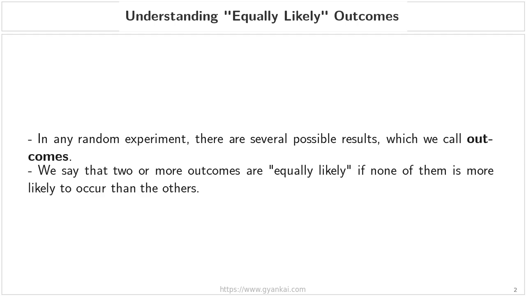So, when do we use the term equally likely? We say that two or more outcomes are equally likely if none of them has a higher chance of occurring than the others. In other words, no single result is being favored over another.